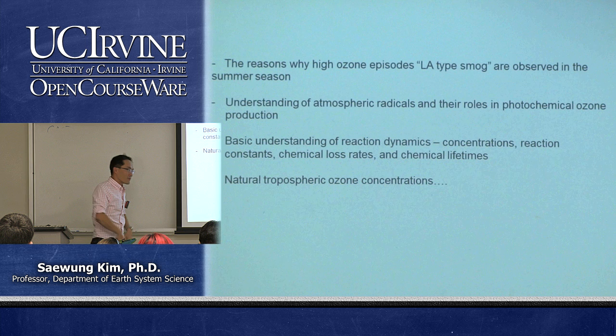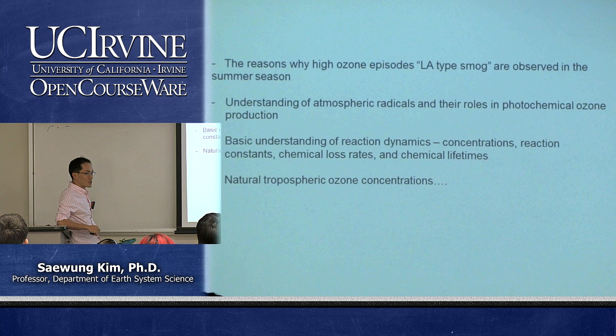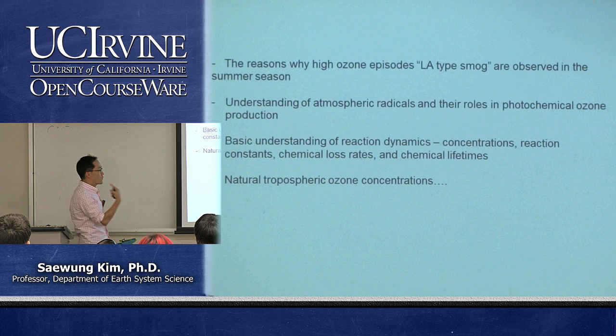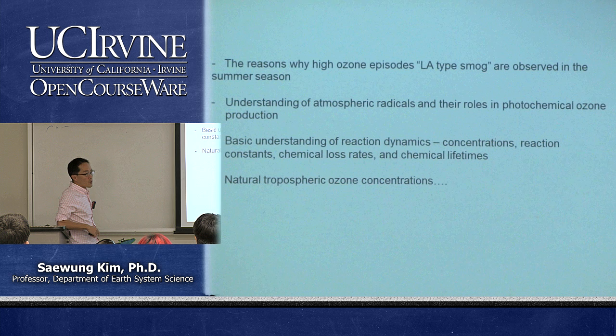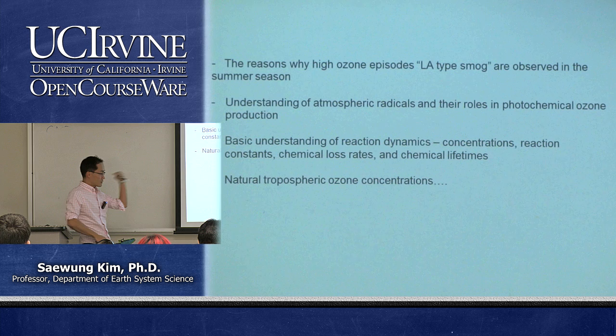Last lecture, we talked about London-type smog, right? Today, we will talk about LA-type smog. It's a completely different thing, and we'll talk about photochemical reactions. To do that, we need to understand the role of radicals. A radical, by definition, is a very reactive molecule in the atmosphere, and it triggers a lot of reactions in the atmosphere, eventually forming ozone. Again, ozone is not directly emitted to the atmosphere by human activity, but rather formed by chemical reactions in the atmosphere. Today we will mostly talk about natural tropospheric ozone, which means what ozone concentrations are in the atmosphere before human perturbation.